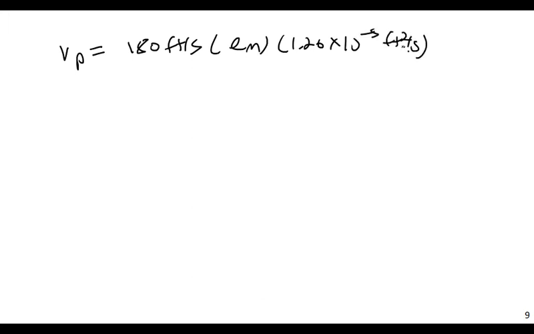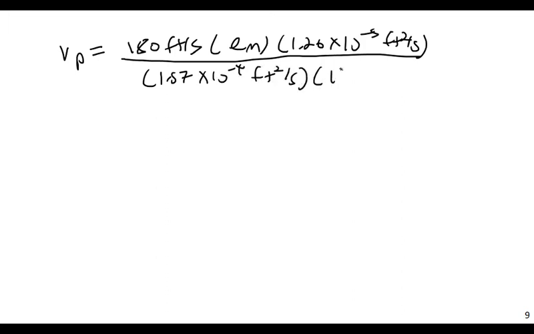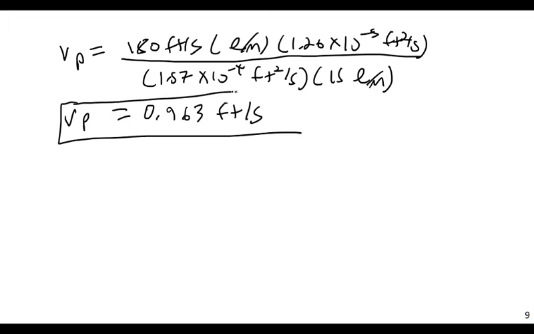And so finally, VP is equal to 180 feet per second times LM times 1.26 times 10 to the negative 5 feet squared per second, divided by 1.57 times 10 to the negative 4 feet squared per second times 15 LM. So I don't actually know the length of the model, but it's just going to cancel out. And if you run through those numbers, you will find that the velocity of the prototype, the velocity of the real thing, is 0.963 feet per second. And that would be the final answer.